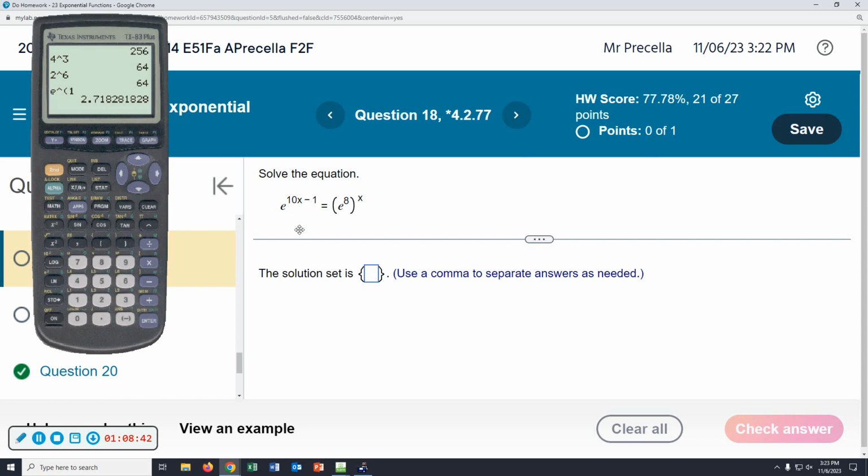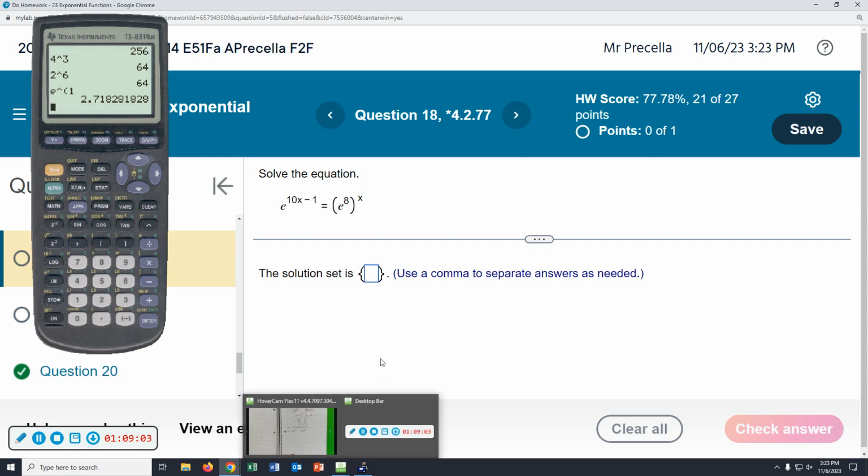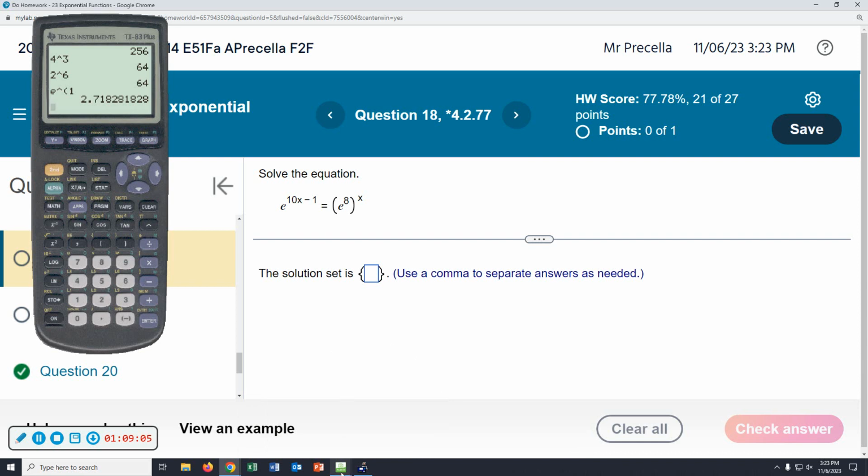e to the 10x minus 1 equals e to the 8th to the x. Why are you groaning? That doesn't look bad. I think at first glance they might think it looks bad, but it actually is a very easy problem.